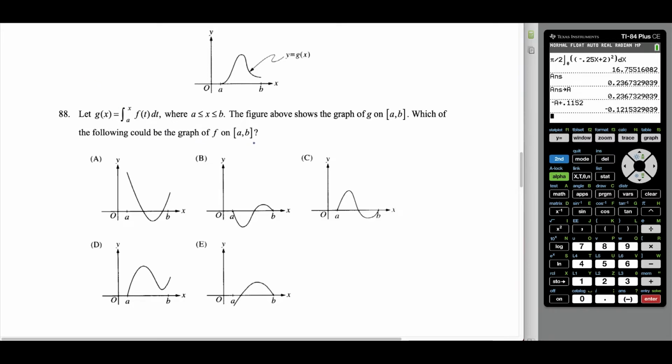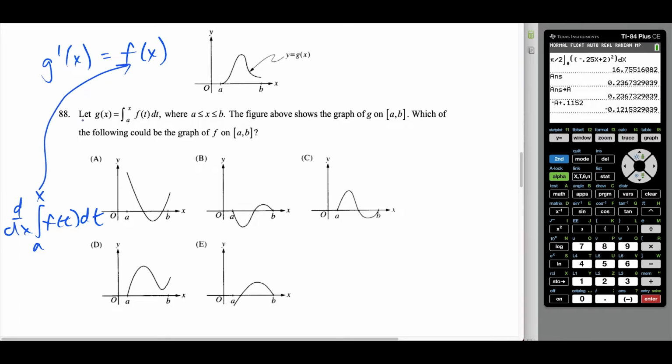One thing to know here, if I want to come up with the relationship between g and f, I could use the fundamental theorem of calculus part 2, and I could say that g prime of x is just equal to f of x. Because if I take the derivative of this function from a to x of f of t dt, by the fundamental theorem, that's equal to f of x. So that's basically how we're coming up with this.